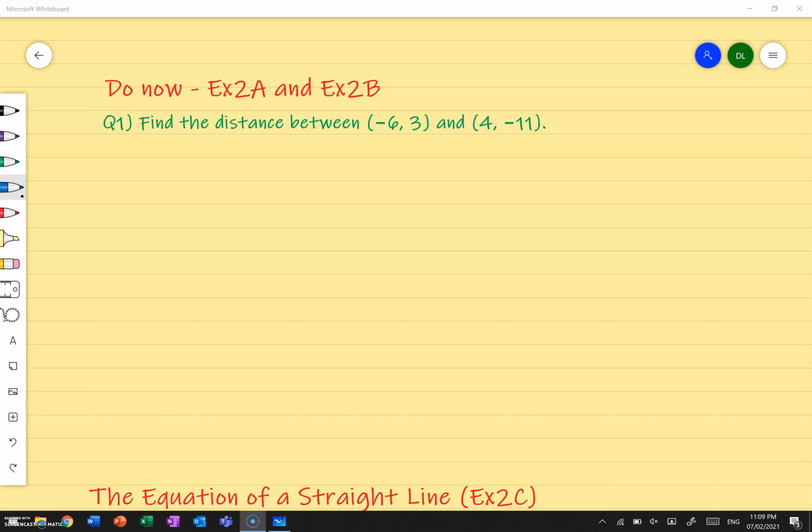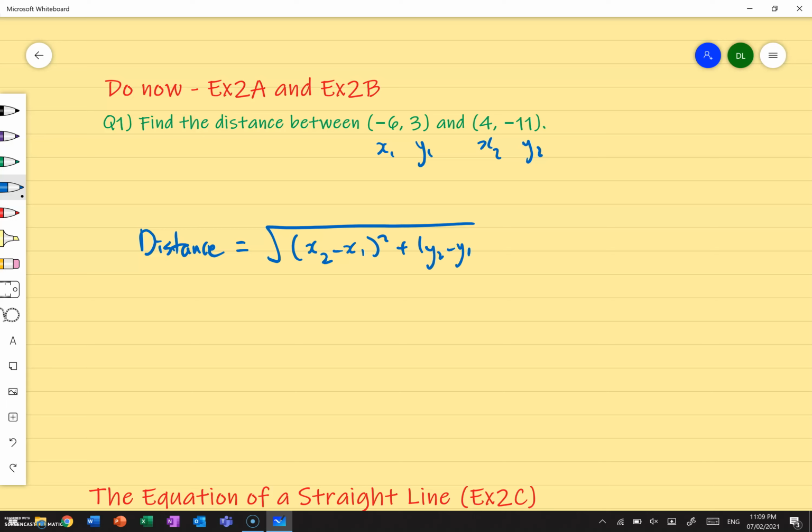So we got our two coordinates. First thing we do is let's allocate x1, x2. So let's get x1, x2 over here, and we've got y1, y2. Using our distance formula, remember it's based off Pythagoras. I'm going to go ahead and say distance equals the square root of (x2 minus x1) squared plus (y2 minus y1) squared. And of course, we're going to square that as well.